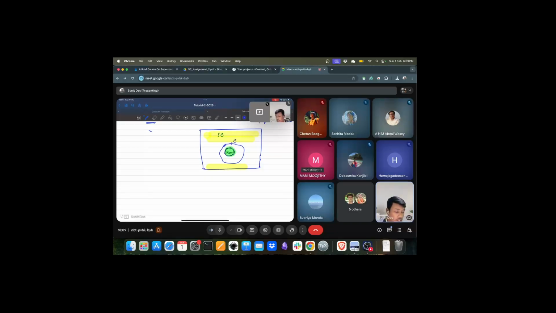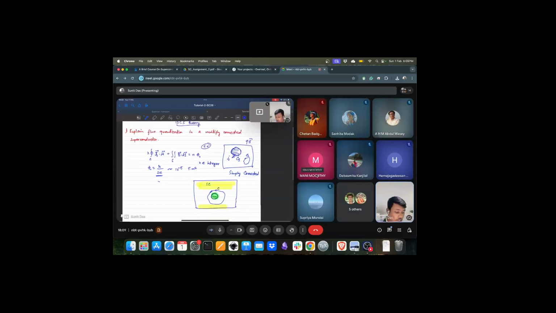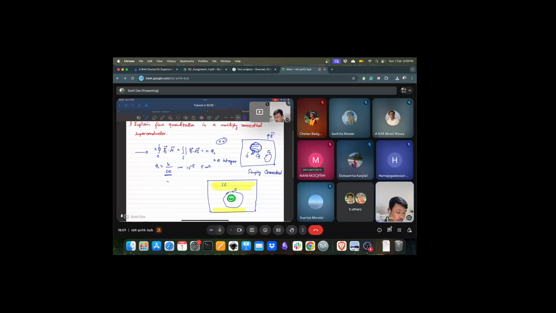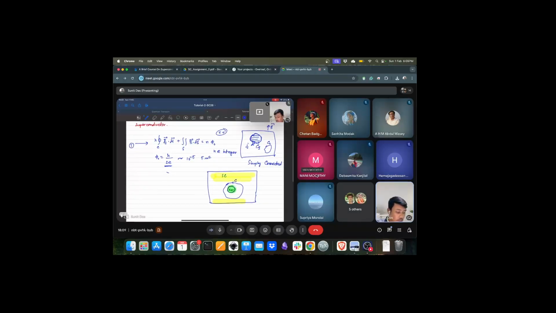Now the difference is in the flux quantization expression. For a simply connected material, the flux quantization can go to zero. And this flux is essentially the flux enclosed by the closed loop within the superconductor.